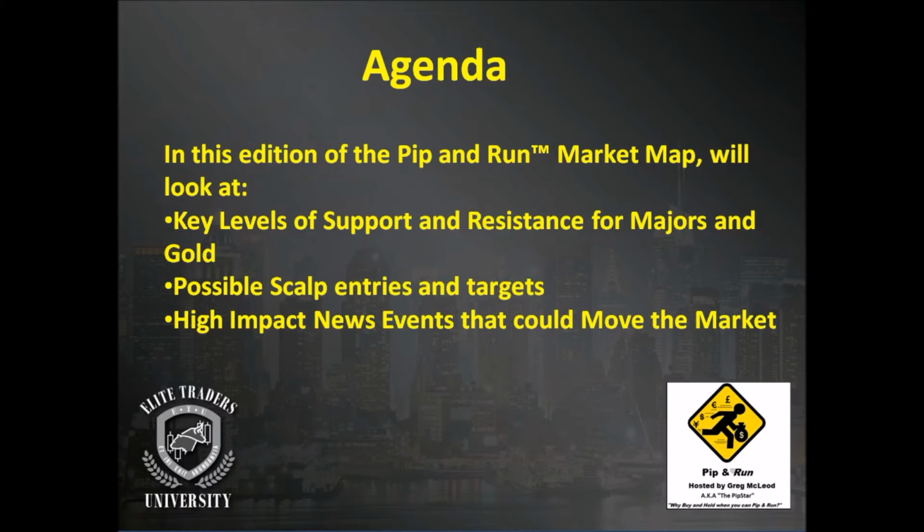The agenda for today, in this edition of the Pip and Run Market Map, is that we will look at key levels of support and resistance for majors and gold, and possible scalp entries and targets. We'll also take a look at the high impact news events that could move the market next week. Okay, so with that, let's go ahead and dive into our first chart.